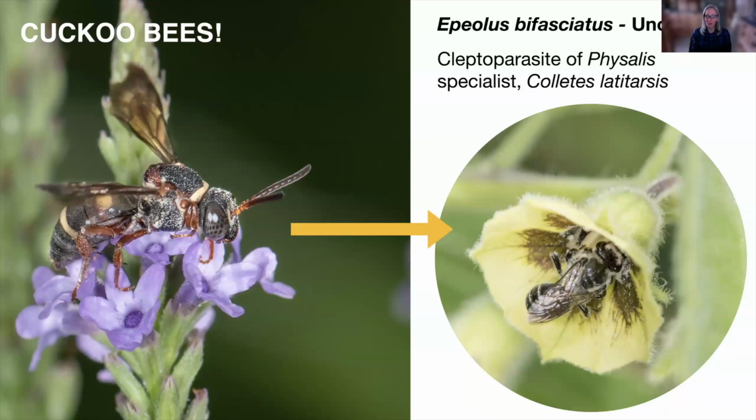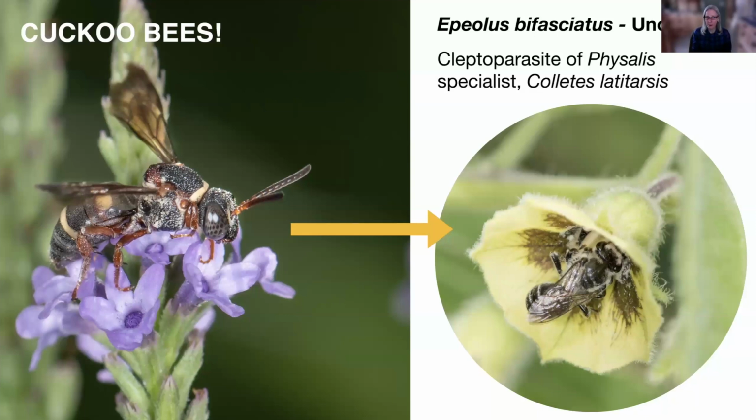And cuckoo bees, once you learn how to identify them by observation to genus, can help lead you to and provide you with information about which hosts may be present and nesting within that same area. So this is the two-banded cuckoo bee, Epeolus bifasciatus. It's fairly uncommon to common.